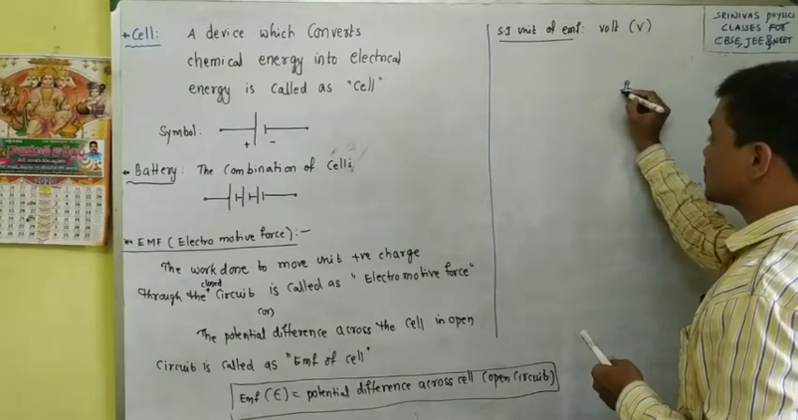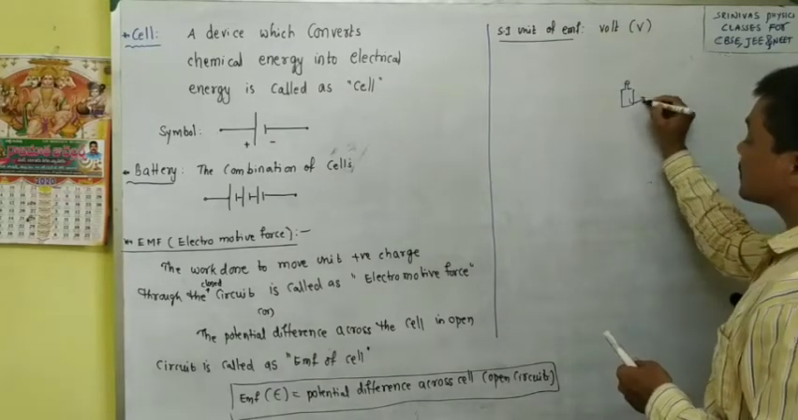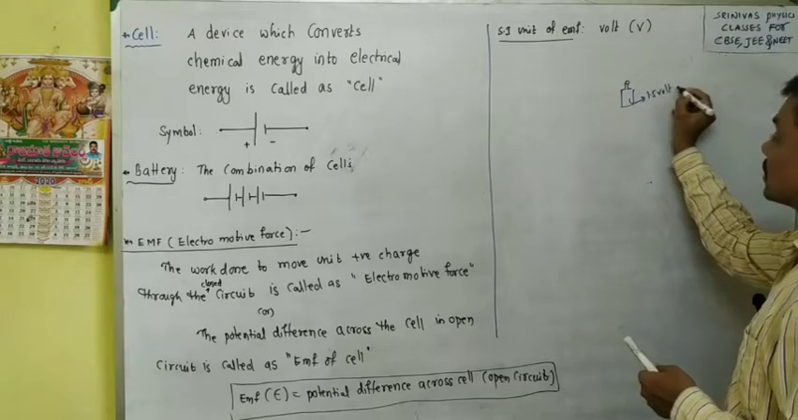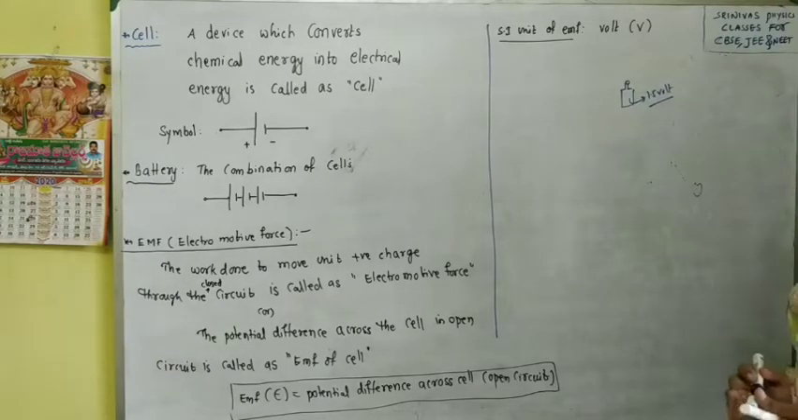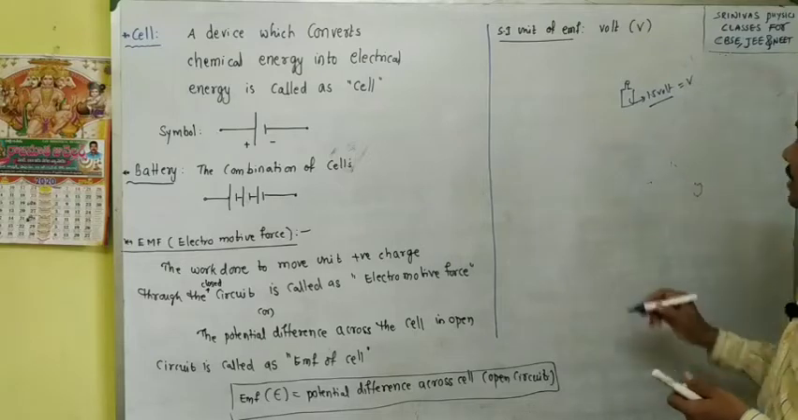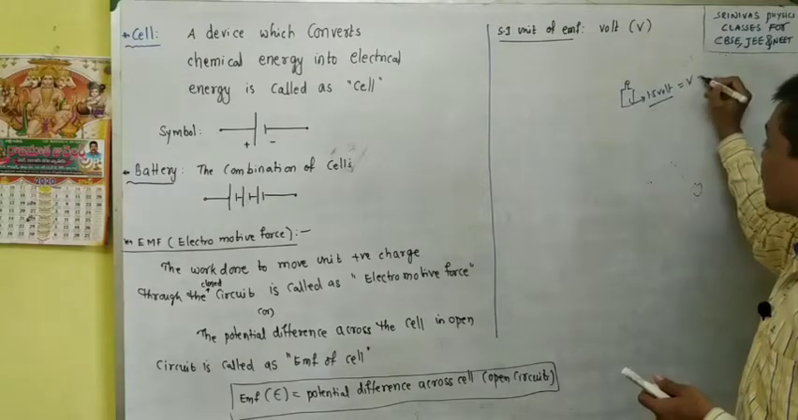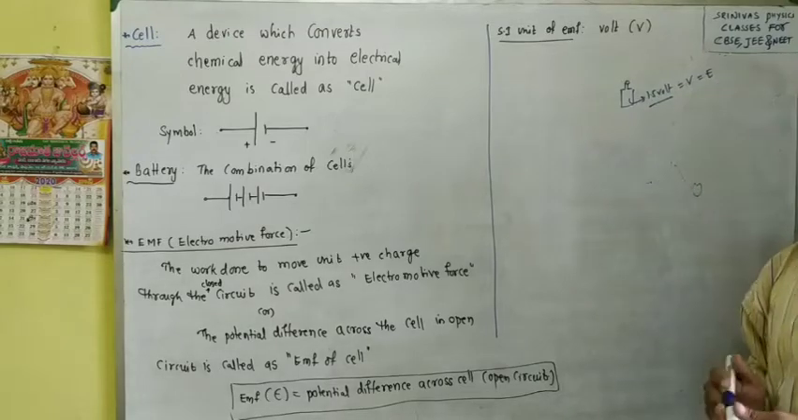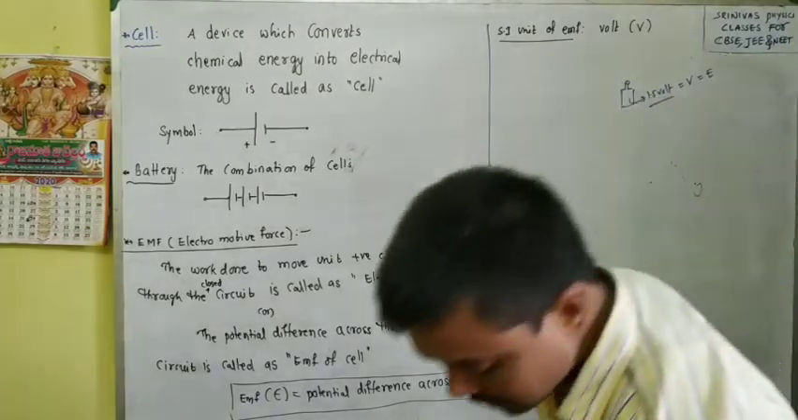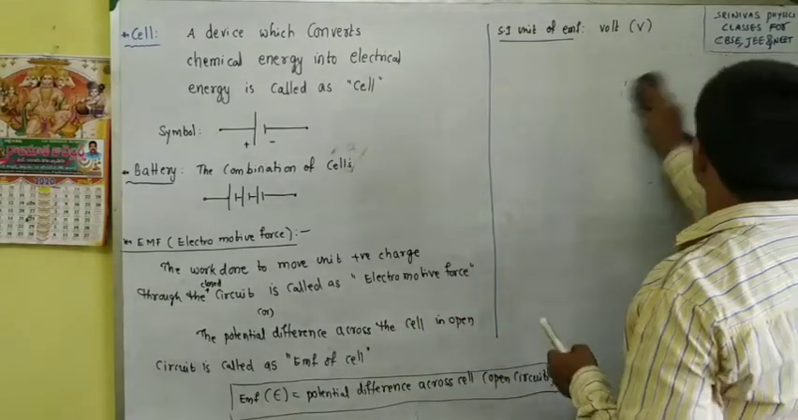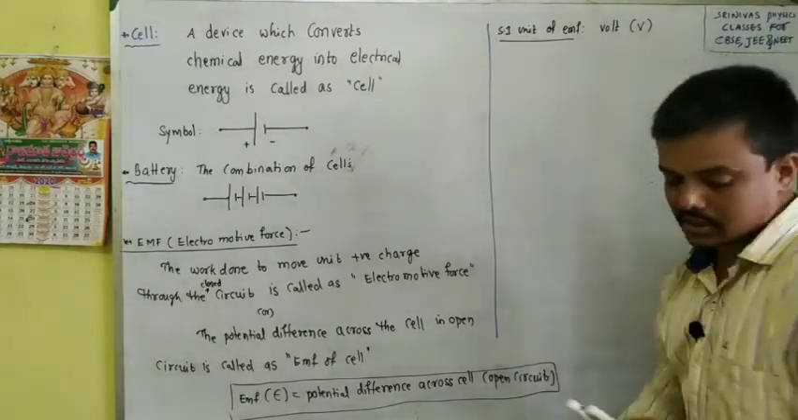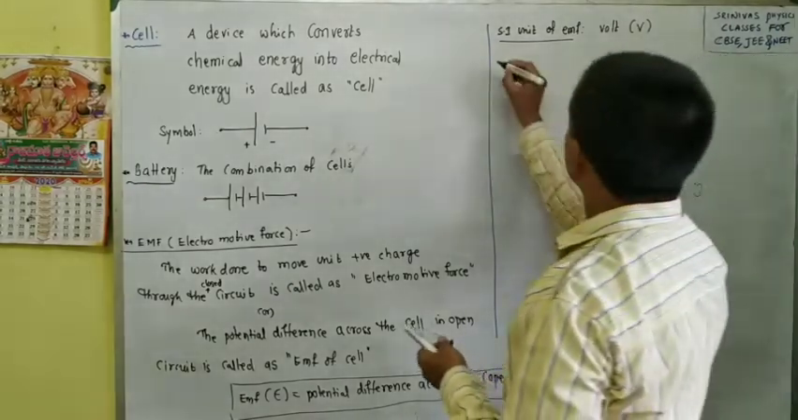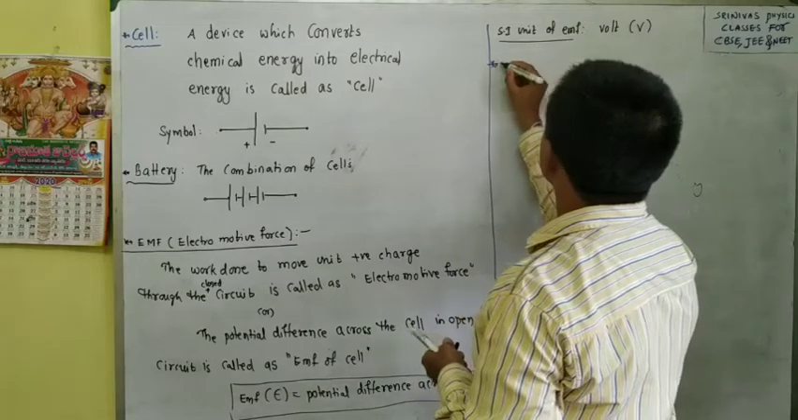Okay, on the wall clock cell, if you take it, it is written there: 1.5 volt. This is the potential difference, or the EMF. Potential difference or EMF is 1.5 volts. And the next one is terminal voltage. What is terminal voltage?